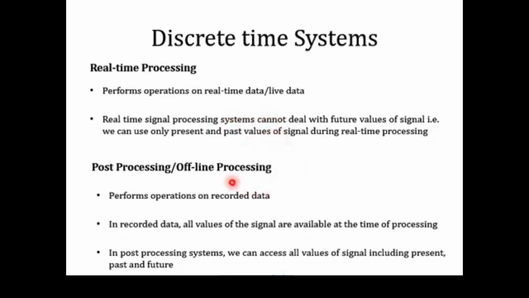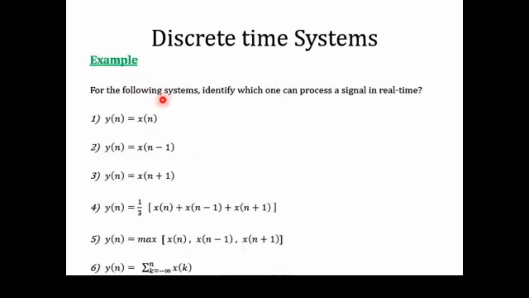While in the case of post-processing systems, as we have to process the recorded data, all the sample values of the signal are available because the data has already been recorded and stored in our computer memory. So in post-processing, we are allowed to use all samples of our signal, including present, previous, and future samples of our signal. Now let's consider this example.